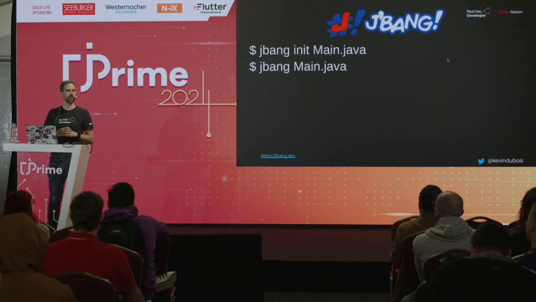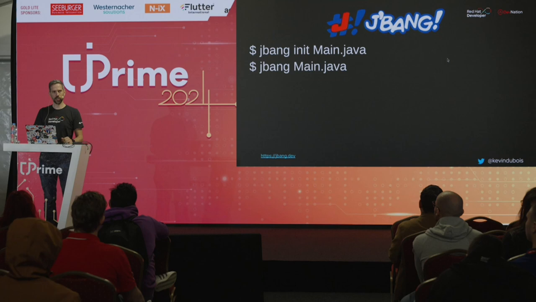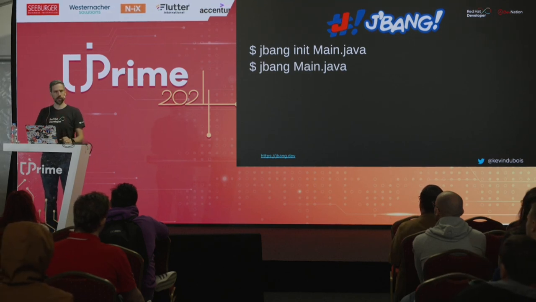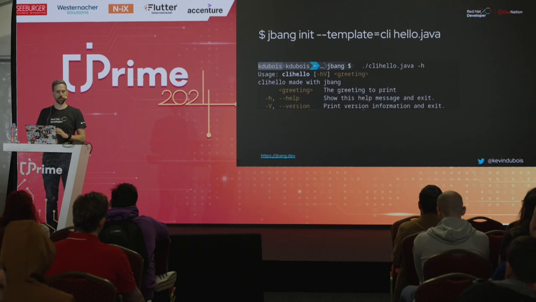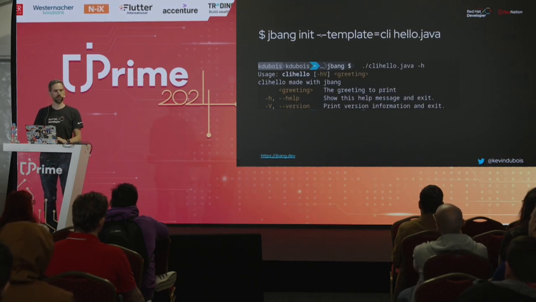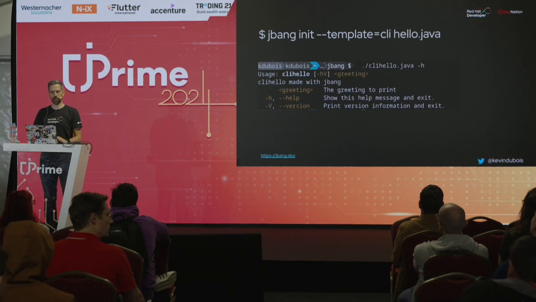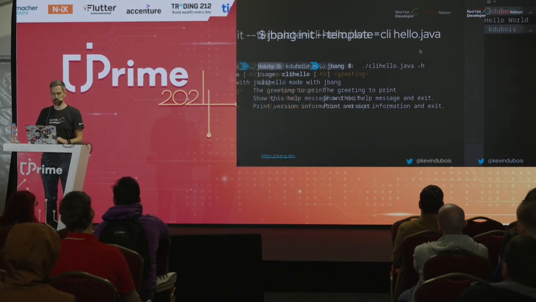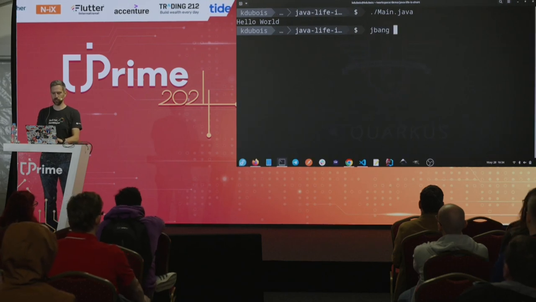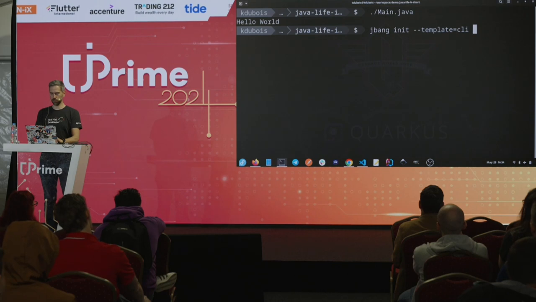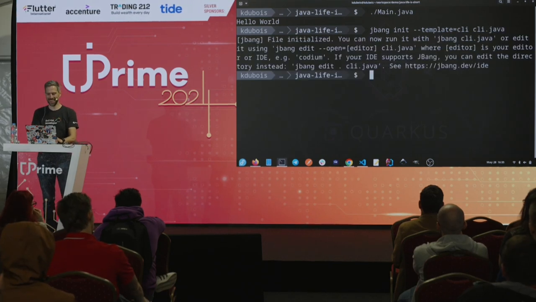But actually, JBang is a lot more interesting than that because it allows you to run Java in more of a scripted way. So you can, for example, also use JBang to create CLI scripts. So it has this concept of templates. So you can add template equals CLI, and then you can create a CLI script. So let's try that real quick with JBang. So you can do jbang init with template cli, and then CLI.java. I'm not very creative with names, of course.